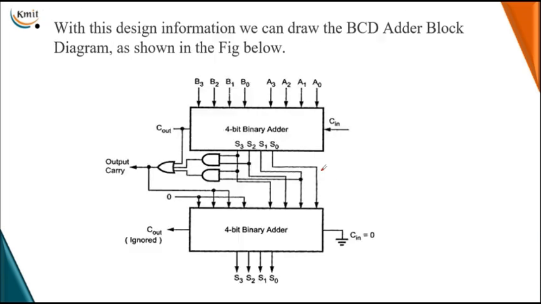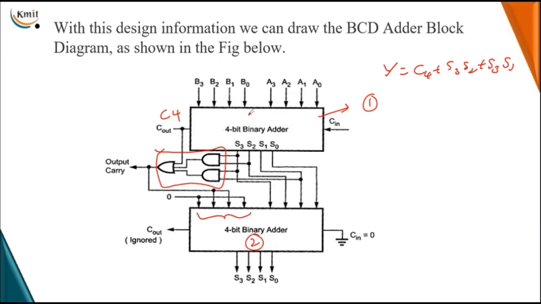Now let me take the block diagram of your BCD adder circuit. This is the first 4-bit parallel adder, which will add your single-digit BCD numbers. Next, in order to correct the summation, we require a correction network, whose output Y is equal to C4 plus S3 S2 plus S3 S1. Hence we use two AND gates with one OR gate, where the inputs come from C4 of the first 4-bit parallel adder and the two product terms. That is taken as your output carry, and it is applied as the second input of the second 4-bit parallel adder.